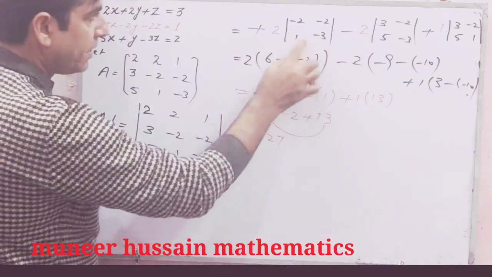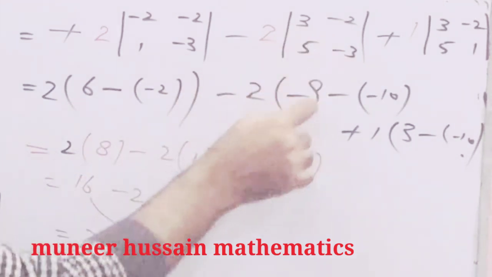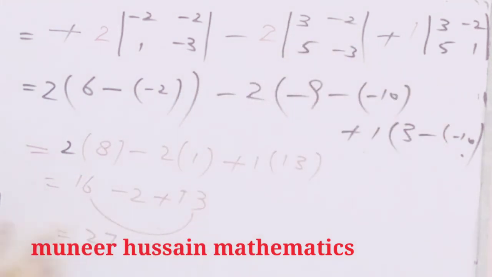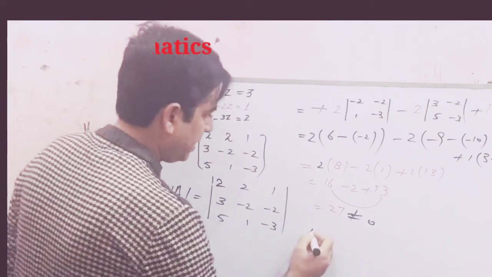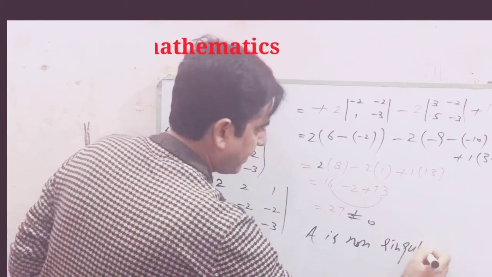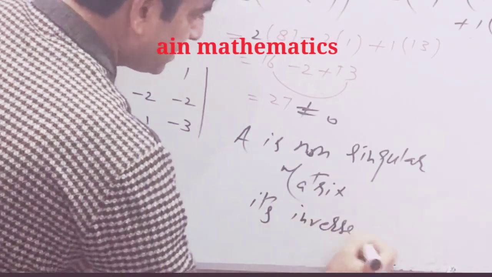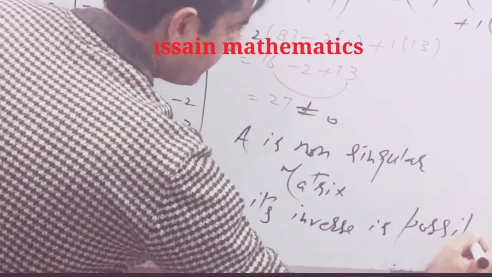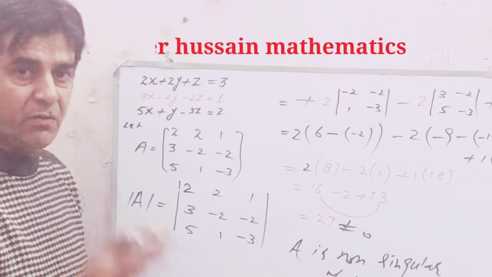The determinant we can find easily. Minus 3 into minus 2 is 6, minus of formula, minus 2. 3 into minus 3, minus of formula, minus 10. Similarly here, so we have 8 and 1 and 13. 16 minus 2, 13, 20. So yeah, which is not equal to 0. It means its inverse is possible. A is a non-singular matrix. Its inverse is possible, so it is a non-singular matrix. So we can find its solution.